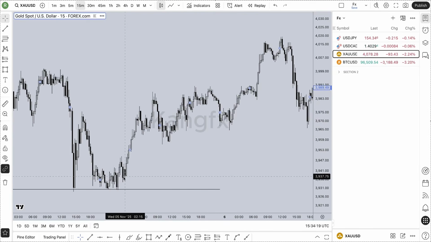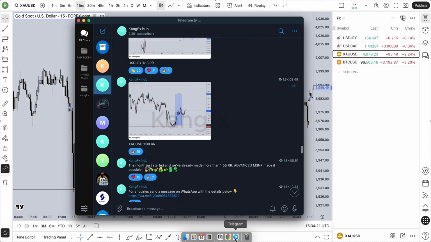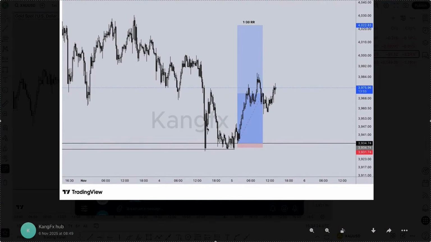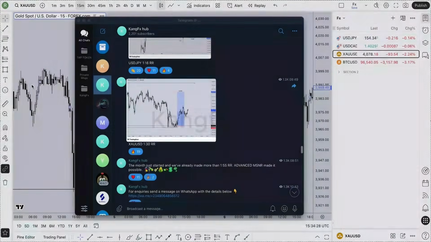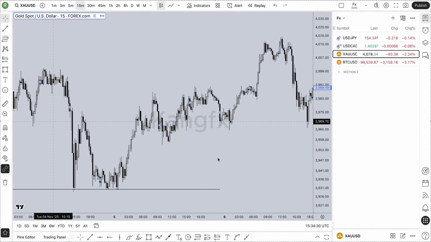So our trade was all the way from here. I'm going to show you that again. Our trade started all the way from here. See that area? All the way from here straight to 1:30, and it was achieved very easily. You see that area? So I was getting my trade from that QM that was down there.